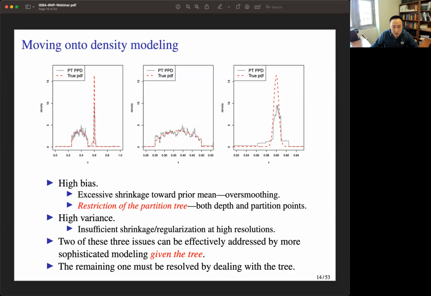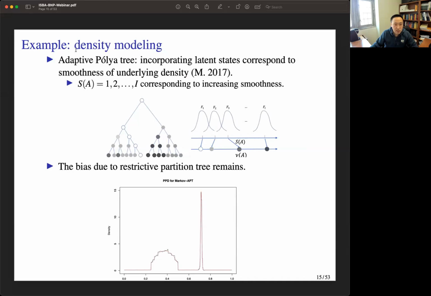Because of that, there's some bias that's introduced due to the lack of flexibility of the underlying tree. Now, the latent state Markov modeling that I talked about earlier is really focusing on doing better shrinkage or other inference given the tree. It really does not touch on this type of issue. So in order to address this type of issue, we have to think about how we can relax our constraints on the tree structure. Okay. So this is one example.